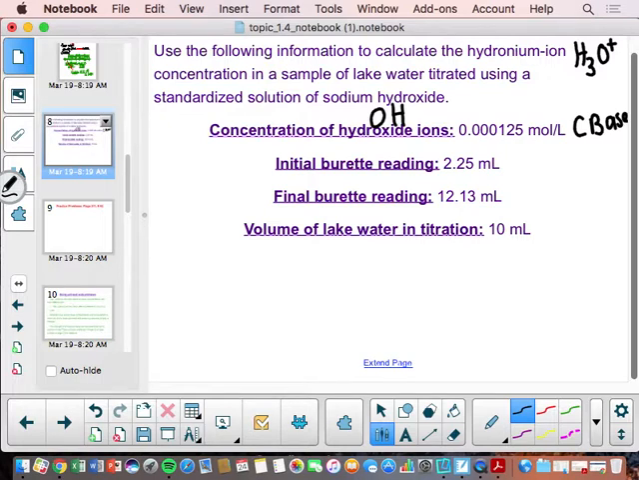Alright, so continuing on. You're going to hear that random conversation in the middle. The hydronium is our acid. Okay? So the hydronium is what we're trying to figure out the concentration of, but they're telling us our lake water has an amount of 10 milliliters. So this is going to be our volume of our acid, because our lake water is our acid.